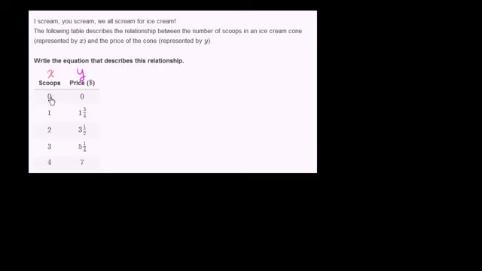So let's see. When x is 0, y is 0. When x is 1, y is 1 and 3/4. Let me write this as an improper fraction just so I can visualize it better. So this is 4/4 plus 3/4, which is equal to 7/4. When x is 2, y is 3 and 1/2.